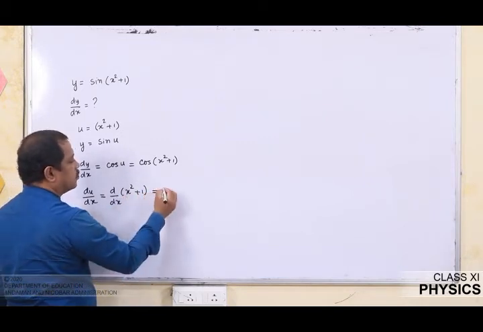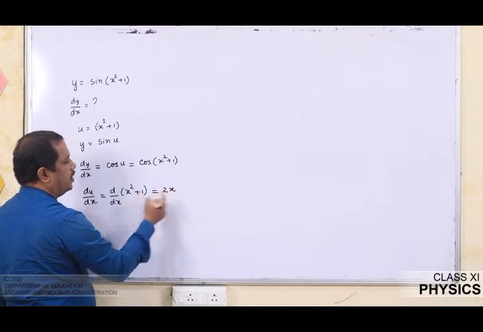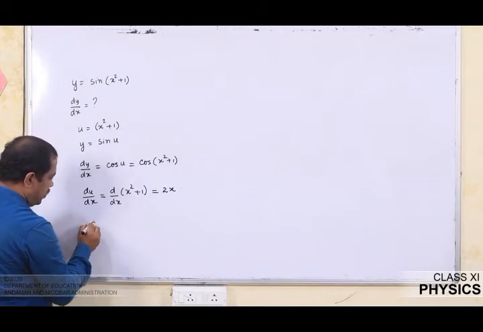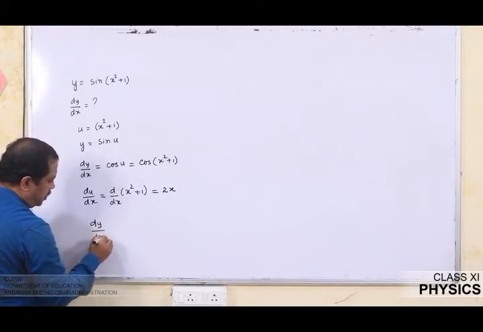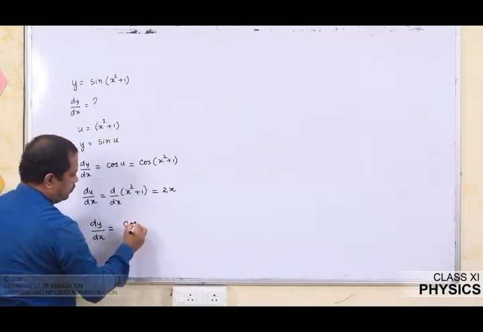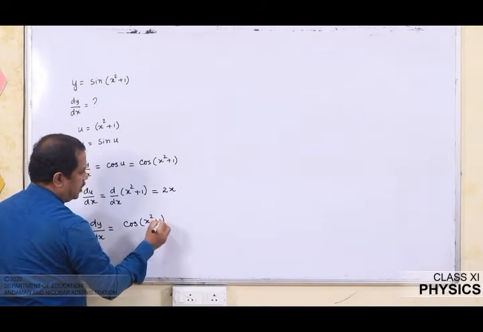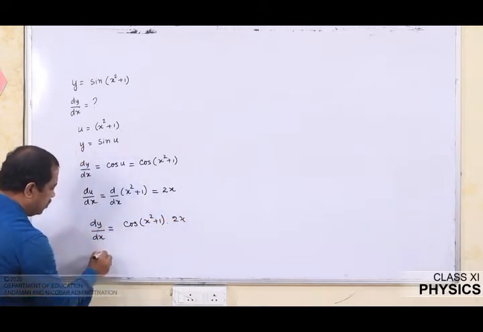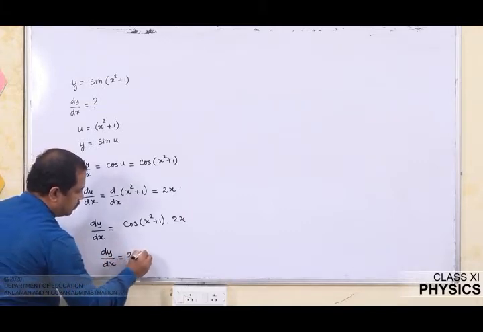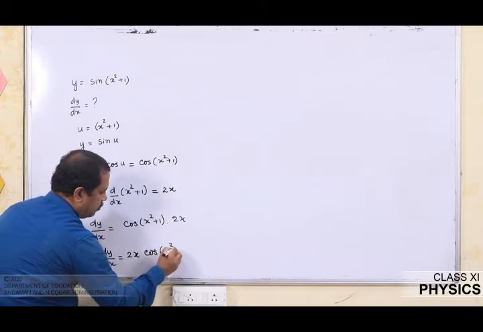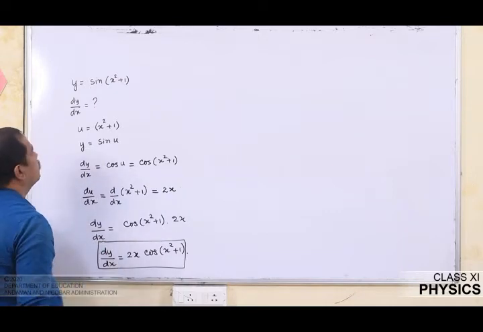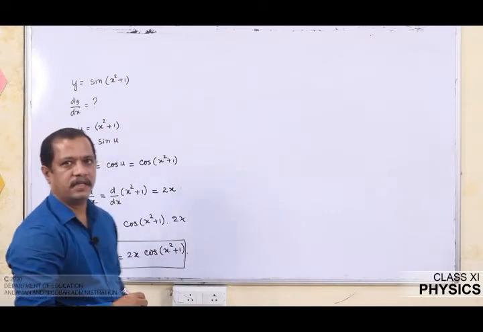So if I differentiate this x square, I am going to get 2x, and this 1 is a constant. If I differentiate, I am going to get 0, so I leave it as such. And finally, dy over dx is equal to, chain rule is nothing but the product of these two. So therefore, cos of x square plus 1 times 2x. Rewriting the answer, I am getting dy over dx is equal to 2x cos of x square plus 1. So this is the differentiation of the function y is equal to sine of x square plus 1.